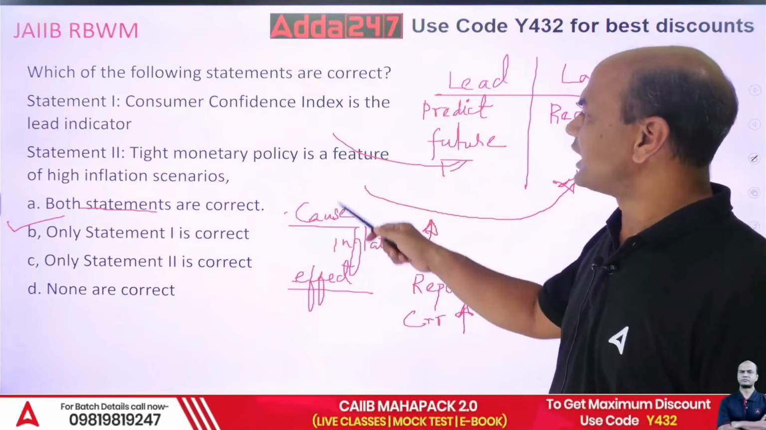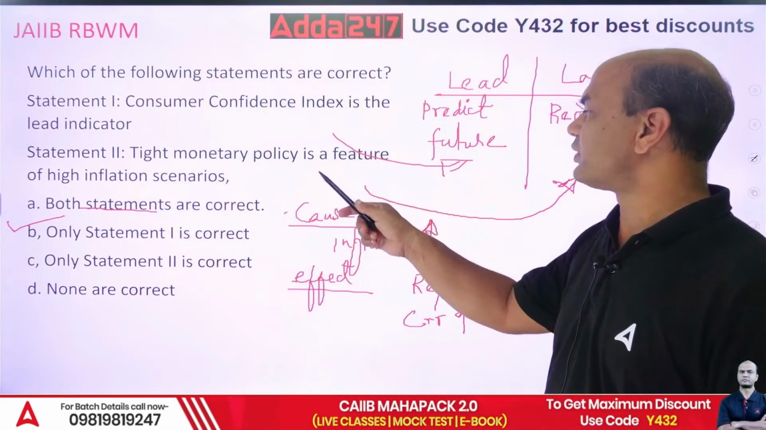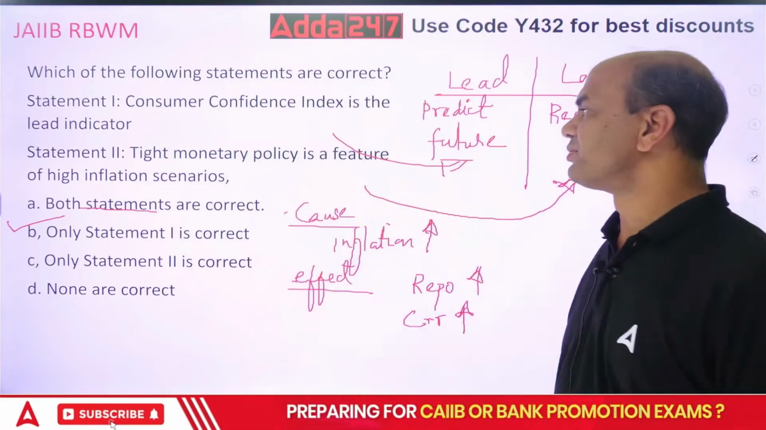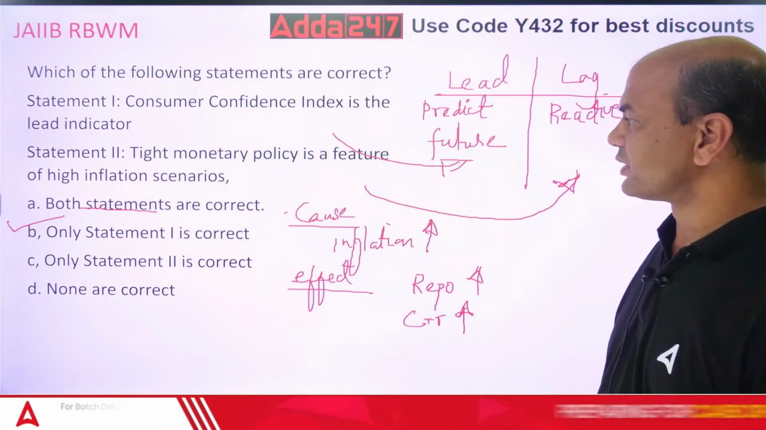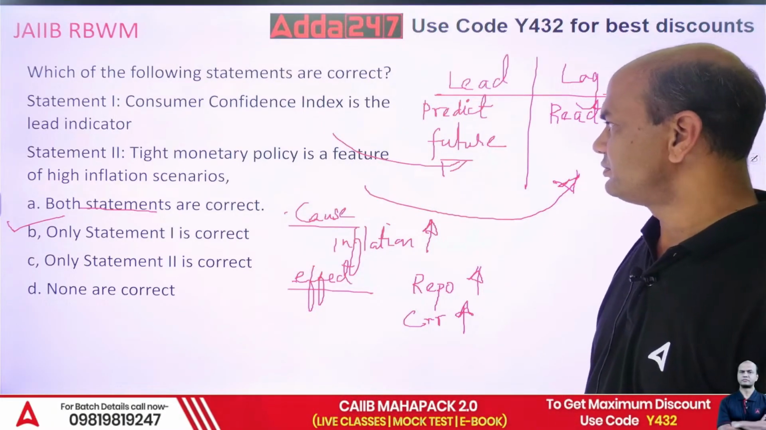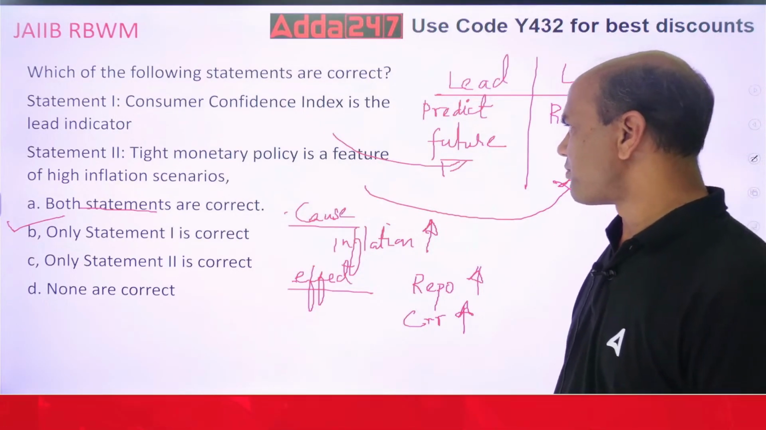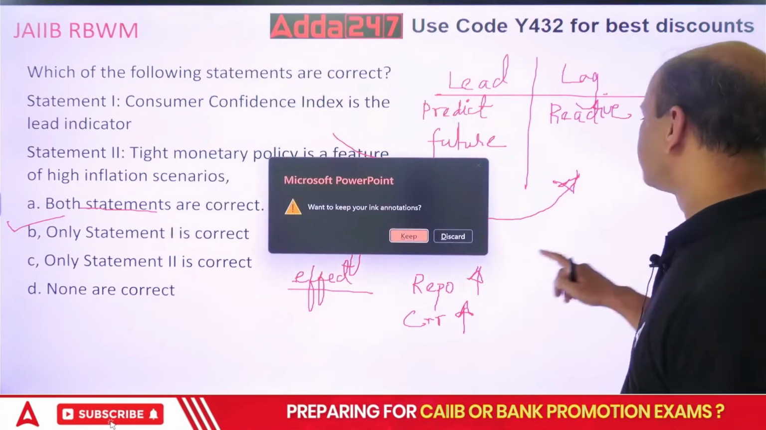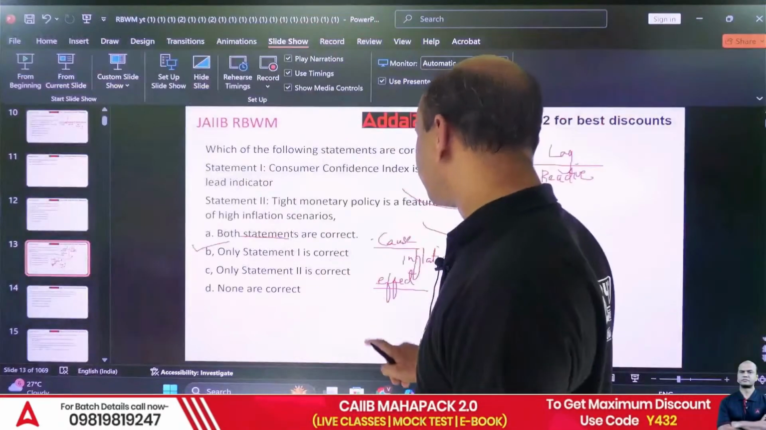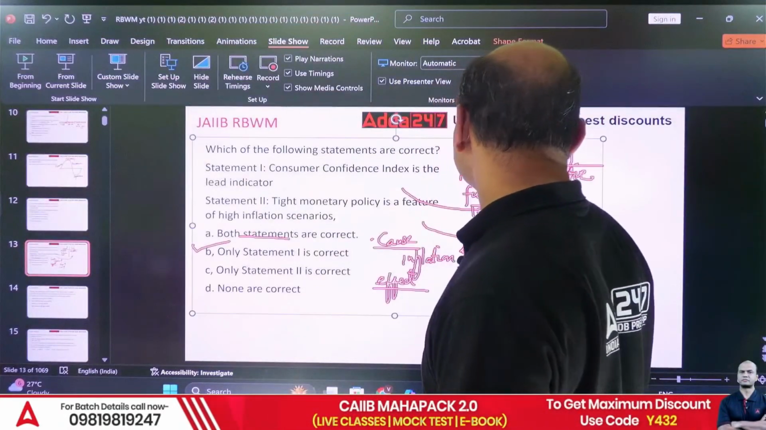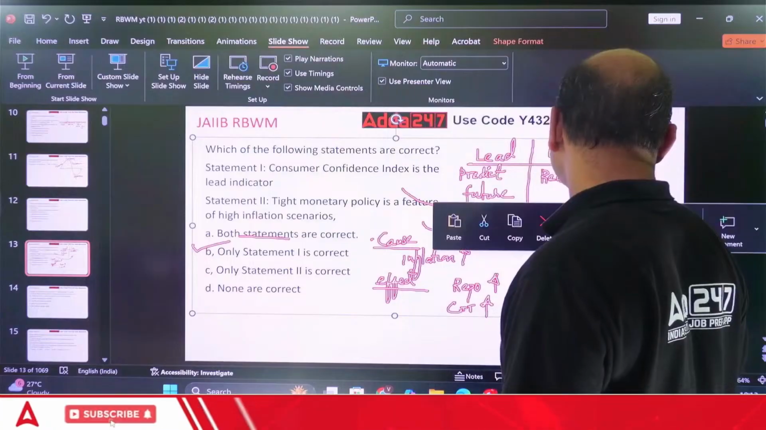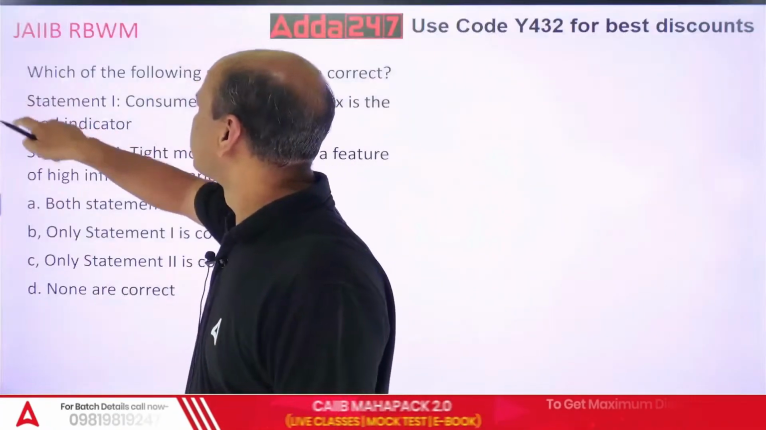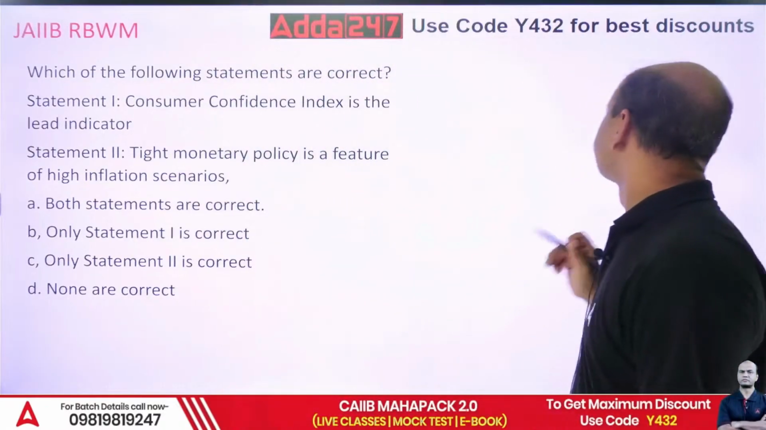What about two? Tight monetary policy is the feature of high inflation. Okay? You can write it same. See, I'll change this answer over here because this is right. Both of them are right. Both of them are right over here. Got it?